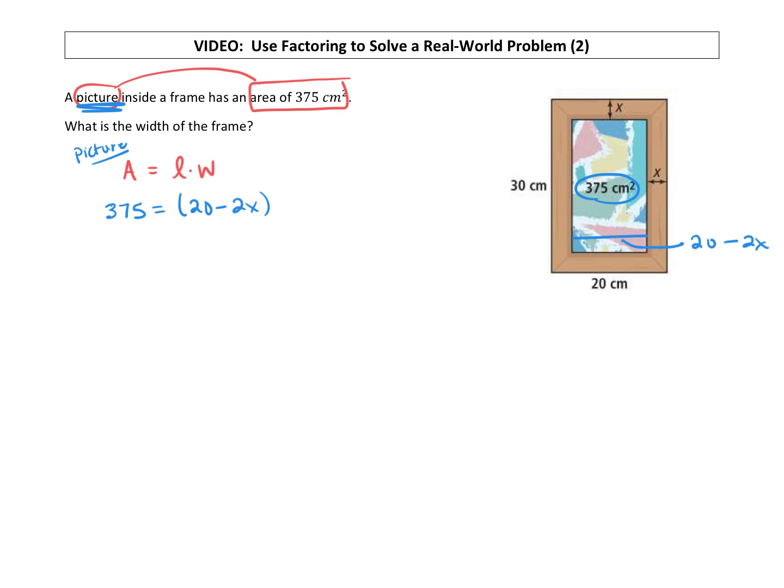All right, same idea. The width, we know that the whole thing is 30, and we want to remove an X from the top and remove an X from the bottom so that we are left with just the width of the picture. So the width of the picture is the total 30, and we take out those 2 X's in the frame. So 30 minus 2X. And that's how we get our equation to work with.